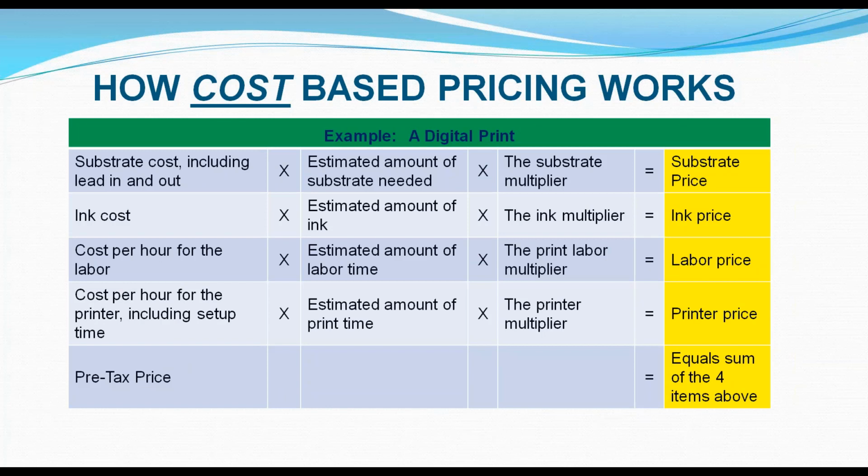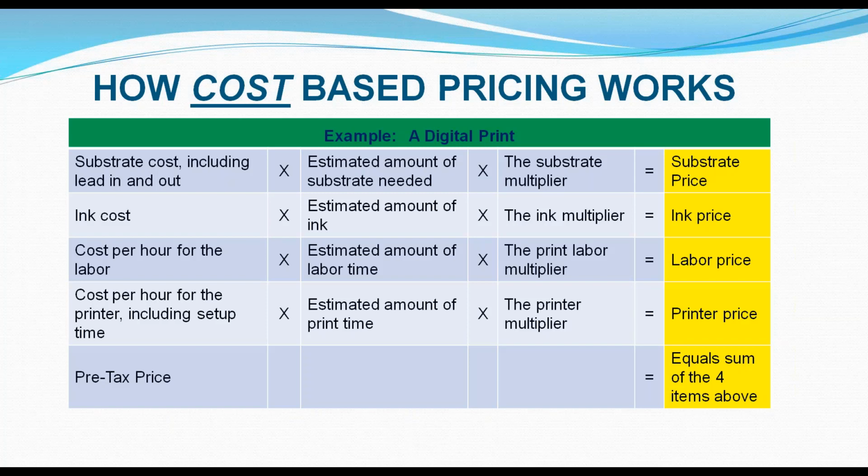For cost-based pricing, we'll take the sum of all your estimated costs times their respective multipliers to form your retail price. So for example, we would take the individual substrate, including maybe any lead in or lead out or extra scrap percentage accounted for, times the substrate multiplier to form the material price.